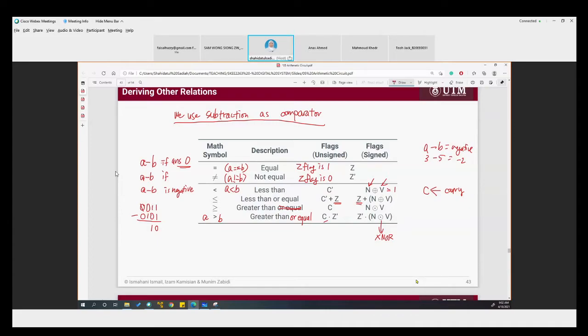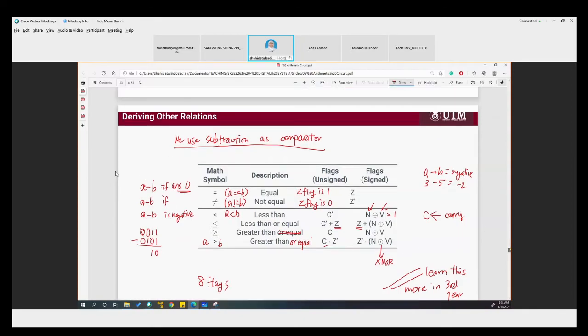Whatever it is, you will learn this more in third year, in microprocessor, where you will have 8 flags instead of 4. So for comparison, we only care about these 4 flags.